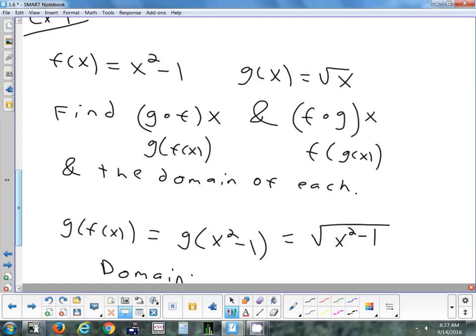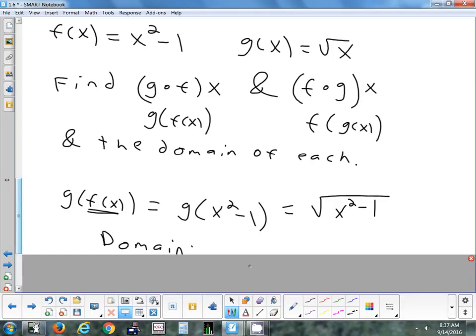All right, now the domain. Start with your inside function. Are there any restrictions on the function f of x? Anything I have to be careful with in the domain there? Think, Amanda? No? f of x is just x squared minus 1. That's a polynomial. The domain of any polynomial is all real numbers. So there's nothing to be careful with there. But now we have to look at the final answer. Is there anything I have to be careful with here?